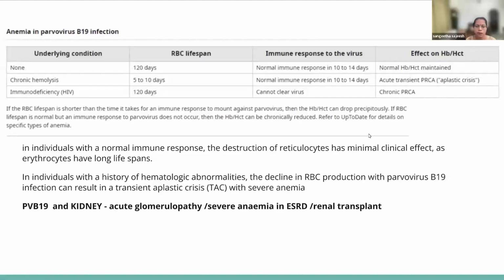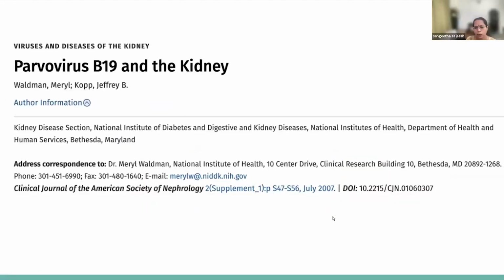So when we consider immunocompetent and immunosuppressed patients with parvovirus and kidney, the three scenarios where we encounter kidney problems in a parvovirus patient are: one, acute glomerulopathy; then severe anemia in an ESRD patient; or a renal transplant scenario. When I checked for parvovirus and kidney, there were mostly case reports, and only very few case series, but I would like to share whatever literature I got.